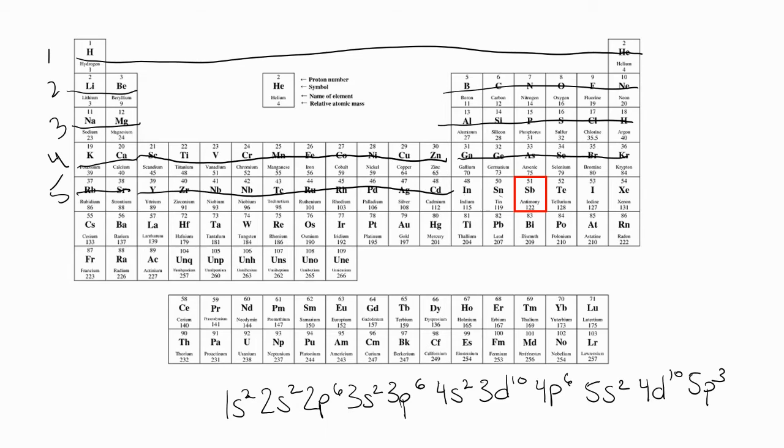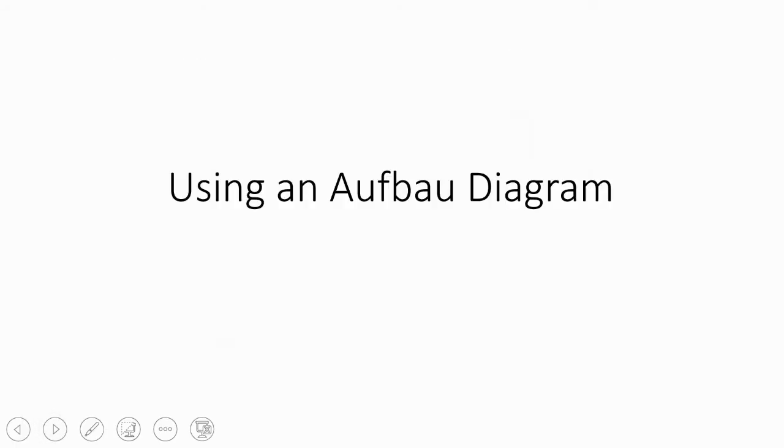That was a really long one. So for that one, the noble gas configuration, which we'll talk about at the end of this video, would probably have been much more convenient. Okay, so now we're going to switch gears and just use a different strategy to do our electron configurations.